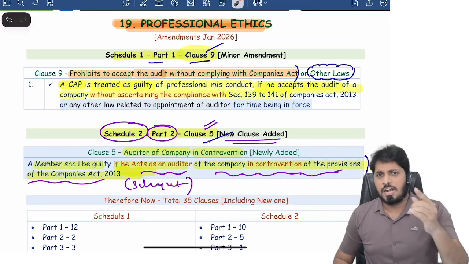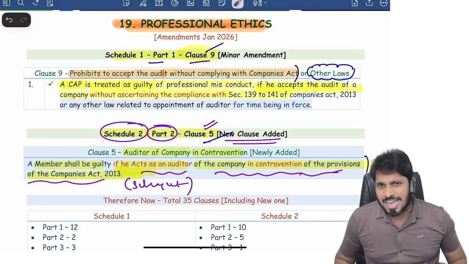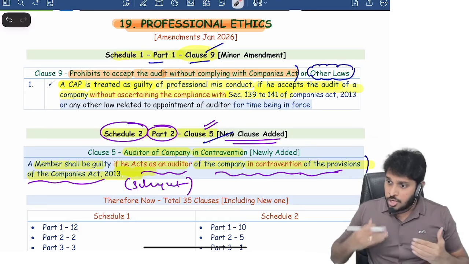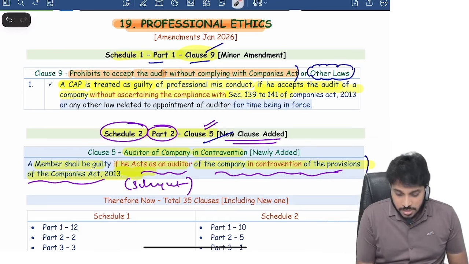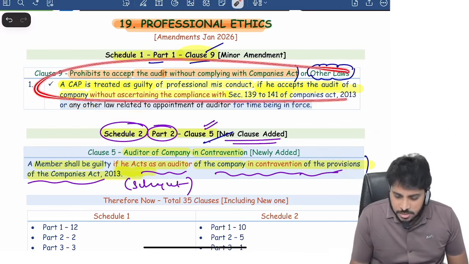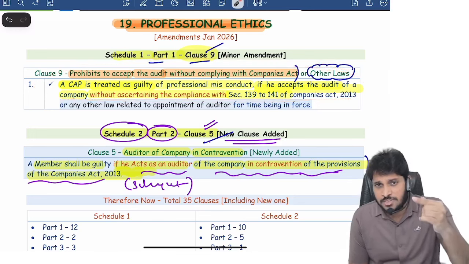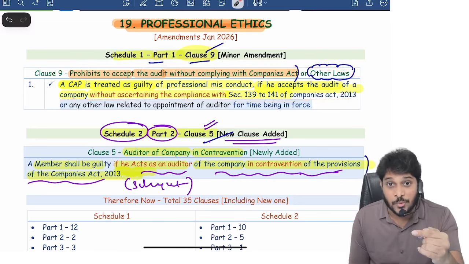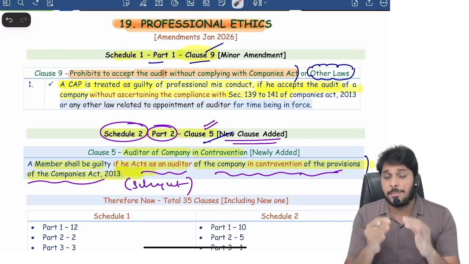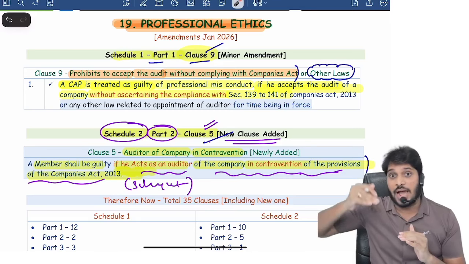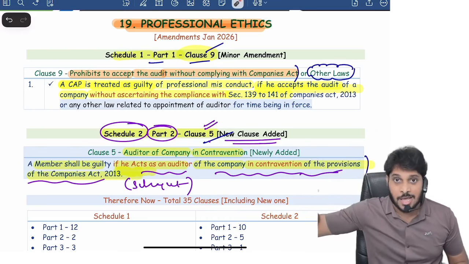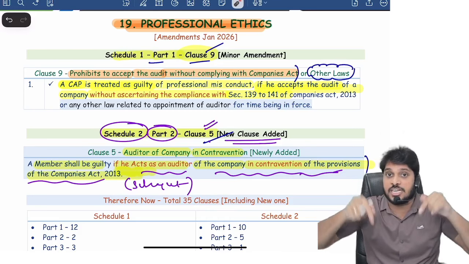For example, under income tax law, you were appointed as a tax auditor. You did not check the qualifications and disqualifications under tax laws. You blindly accepted without checking compliance with other laws. This particular clause number 9 originally dealt only with Companies Act, the company auditor position. Now suppose a cooperative society is appointing you as an auditor, and you accepted the audit of the society without checking compliance. Your appointment is invalid, but there was no specific clause punishing this in the CA Act.